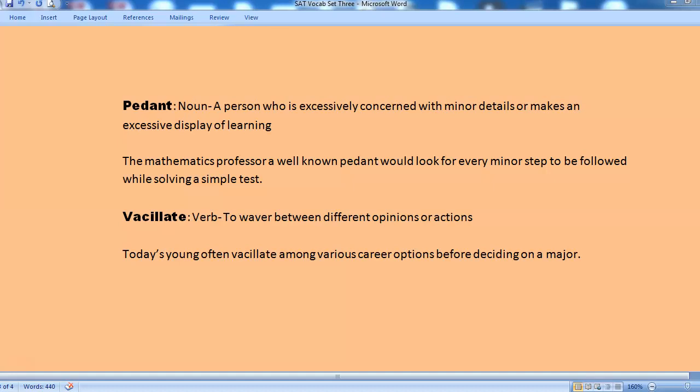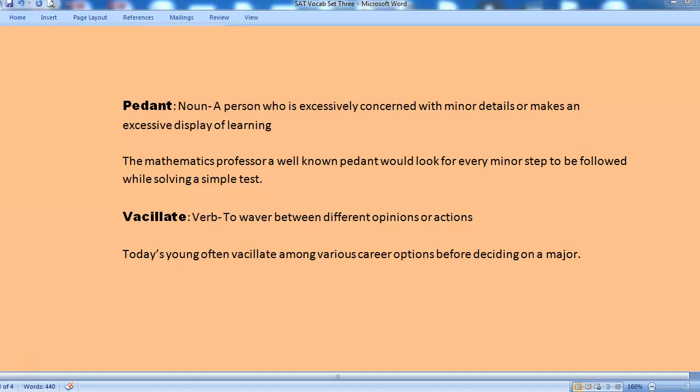The next word that we are looking at is pedant. Pedant is a noun, a person who is excessively concerned with minor details or makes an excessive display of learning. The mathematics professor, a well-known pedant, would look for every minor step to be followed while solving a simple test.